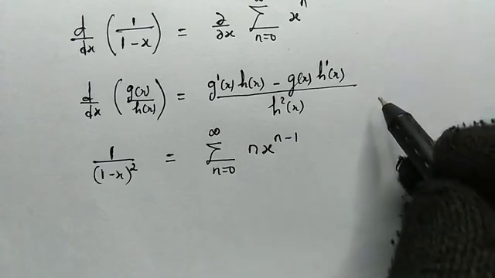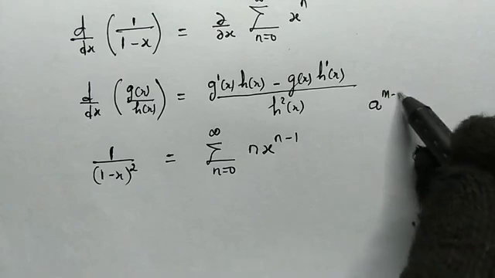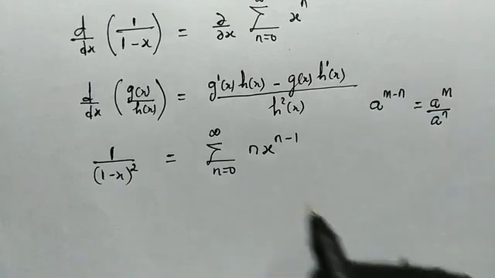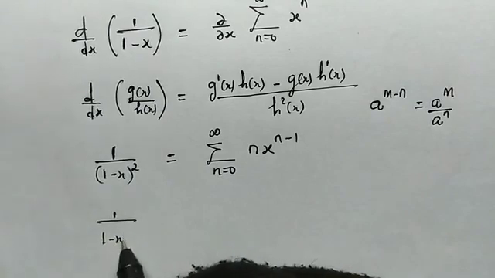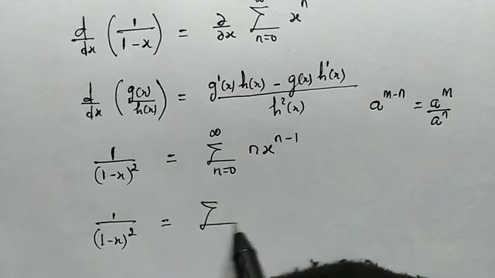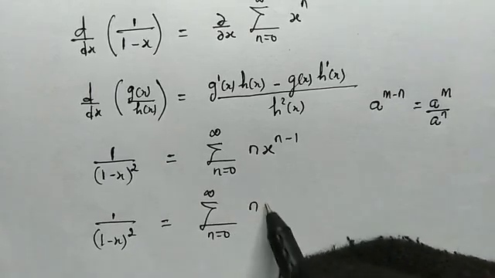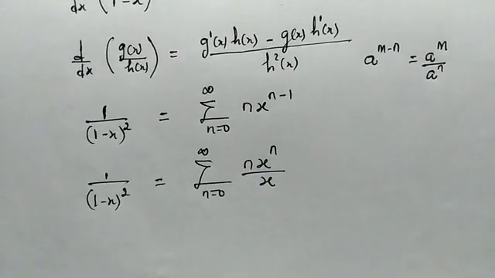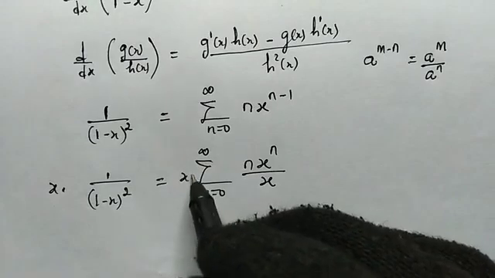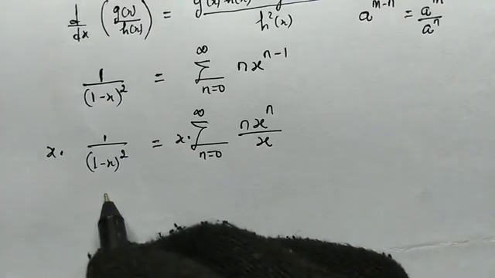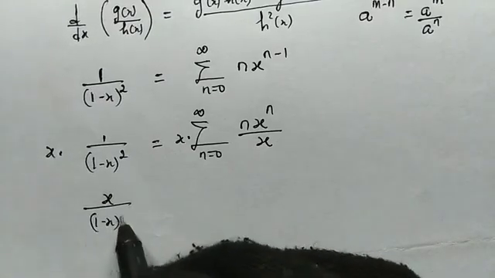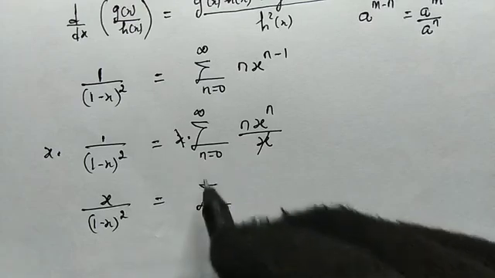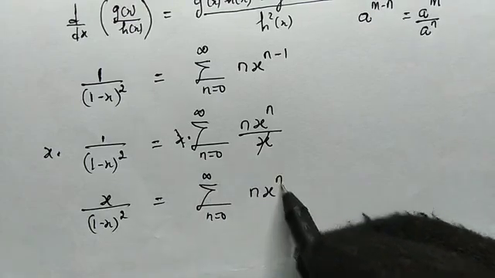Okay, now let's just take note of something like this. When we have a raised to the power of m minus n, this is equal to a raised to the power of m divided by a raised to the power of n. So here we have 1 divided by (1 minus x) squared. This equals the sum as n goes from 0 to infinity of n multiplied by x to the power of n, divided by x to the power of 1, which is x. Multiply both sides by x. From the left here, we're going to have x divided by (1 minus x) squared, and this is going to be the sum from 0 to infinity of n multiplied by x to the power of n.